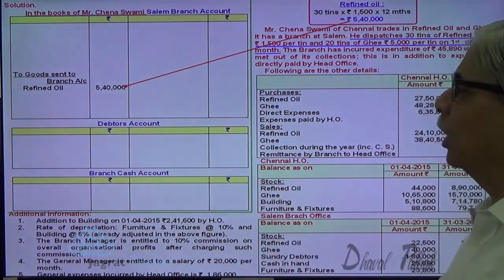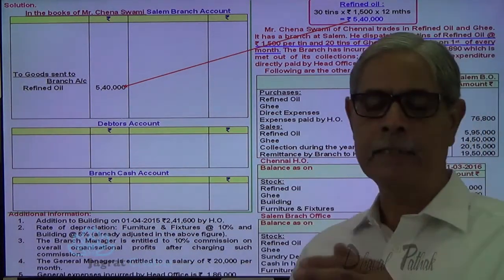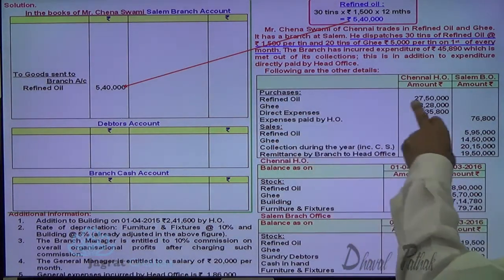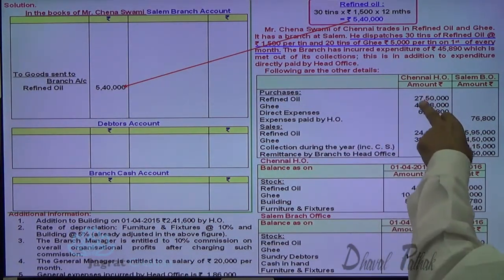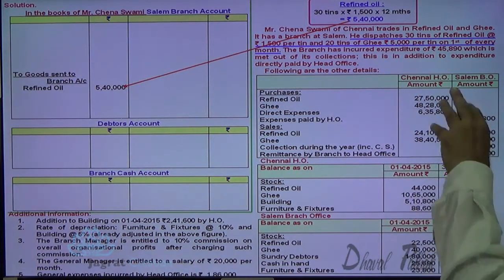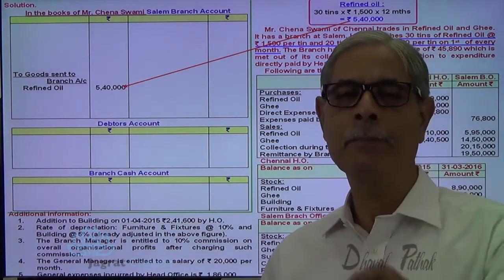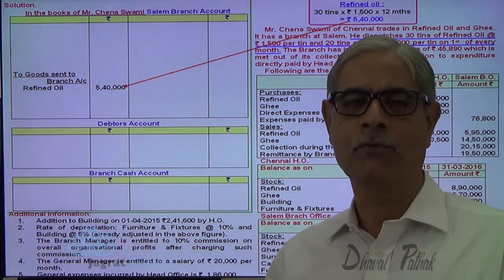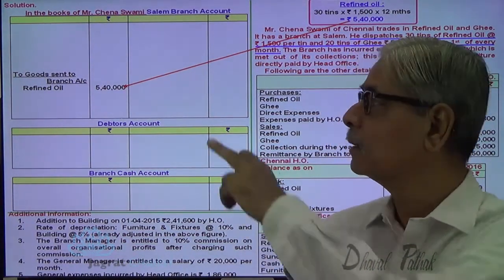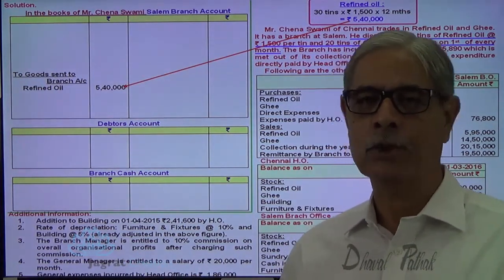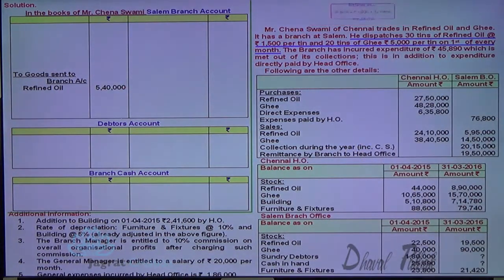Now this refined oil is dispatched to the branch out of purchases made by HO. So refined oil purchases are 27,50,000. Out of this, much of the refined oil is sent to the branch. So when we prepare the trading account for HO, we will deduct this goods sent to the branch from the purchases at HO. Similarly, let me find out the ghee sent to branch.